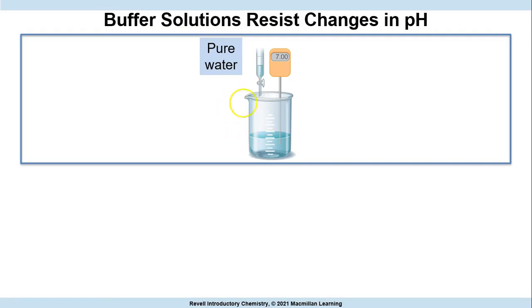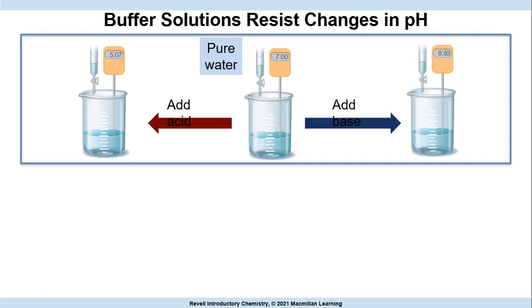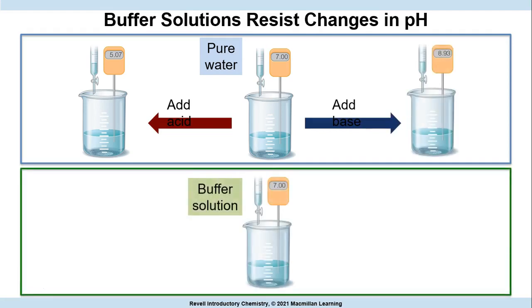Let's start with pure water. So we have pure water, pH 7. If we add acid to pure water, we see that the pH will rapidly change. If we add a base to pure water, we see that the pH will rapidly change. Now let's come to buffer solutions. I want you to see what happens with buffer solutions. We've said buffer solutions are solutions that resist changes in pH.